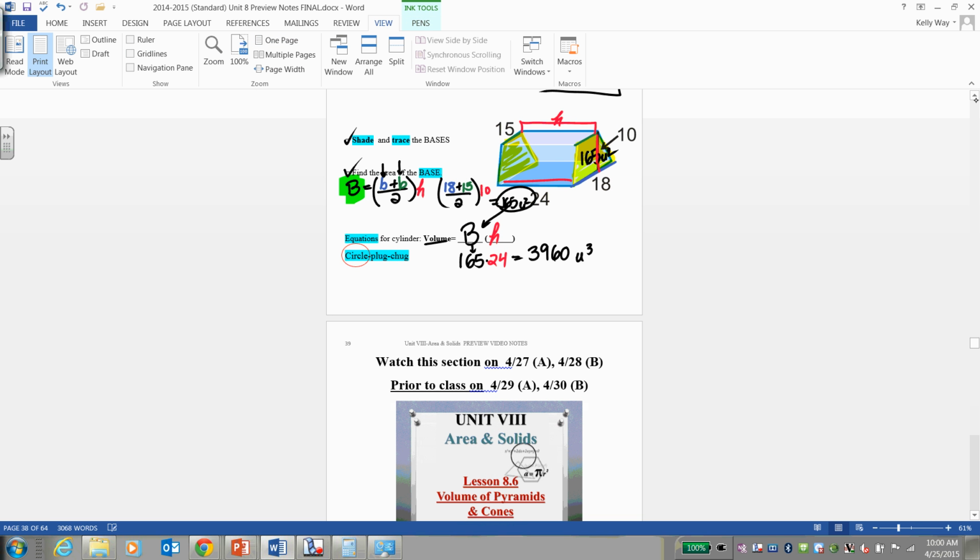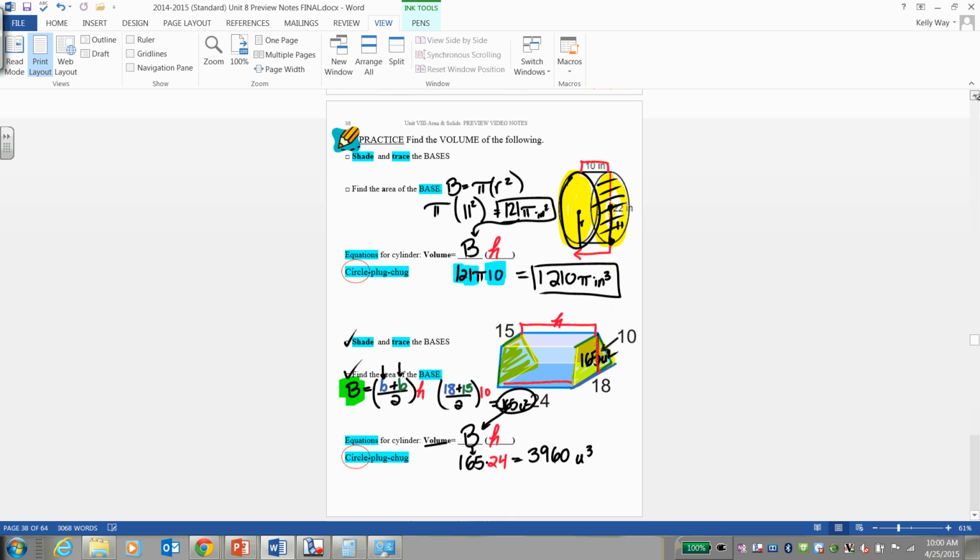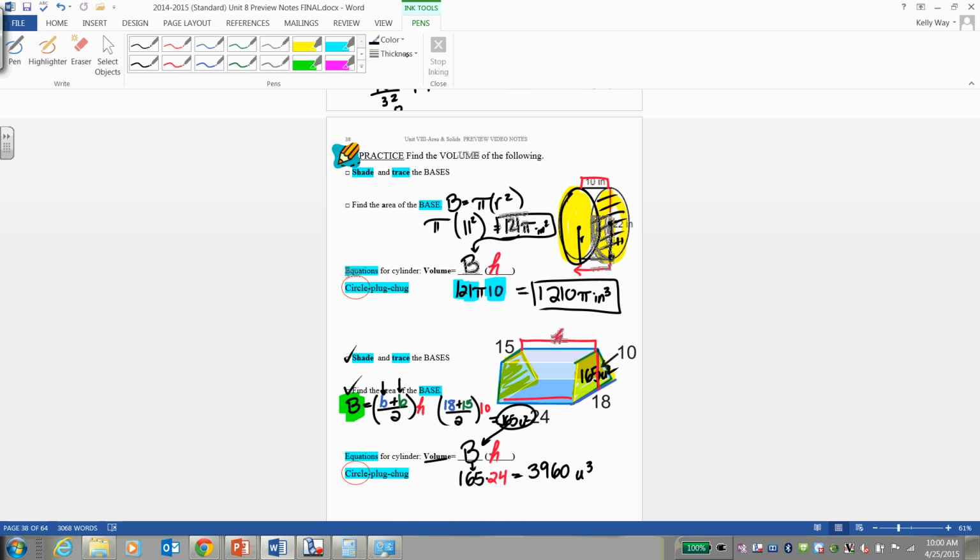What I recommend is you go back, and if you got either of these wrong, fix them and then write yourself a 3-bullet explanation. How do you do this correctly?